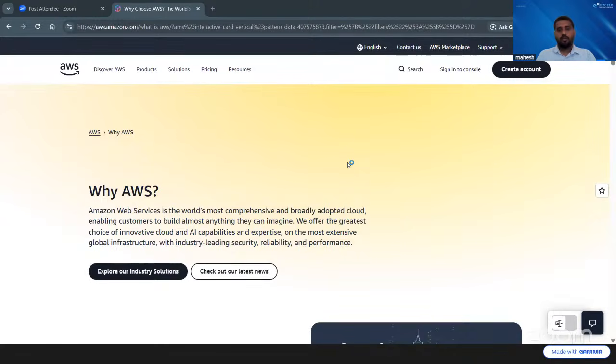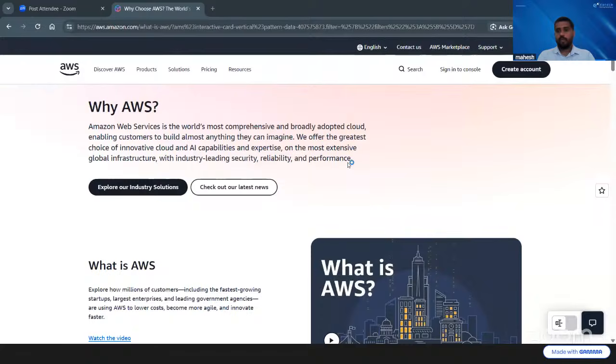AWS is the world's most comprehensive and broadly adopted cloud. Not only you, not only me, across the globe multiple companies are managing their business on the AWS cloud platform, because they are offering many services in terms of AI capabilities, networking, and storage. They offer a variety of services to customers, so we have to understand the services we are supposed to create.